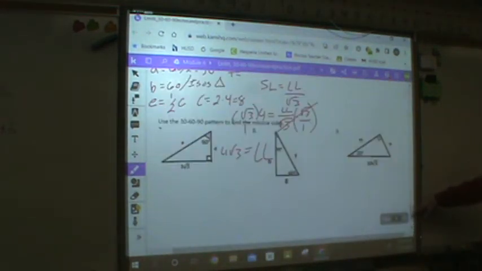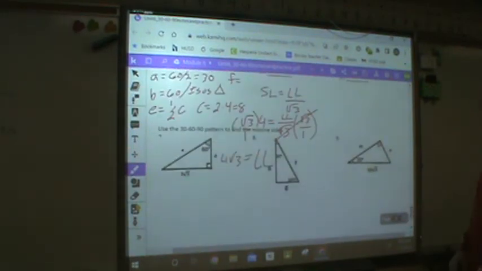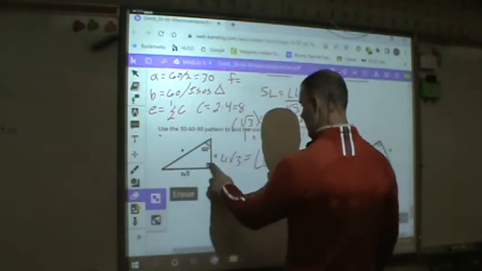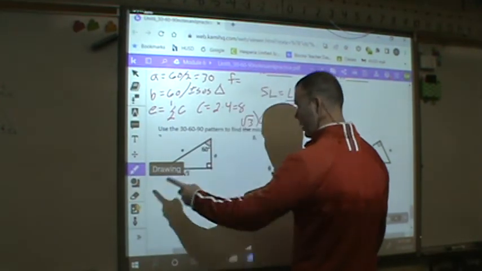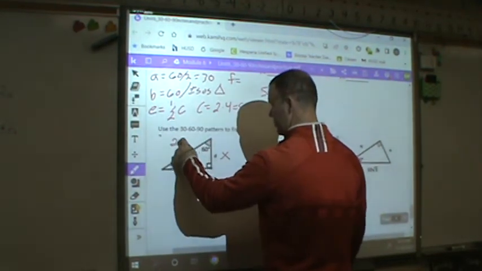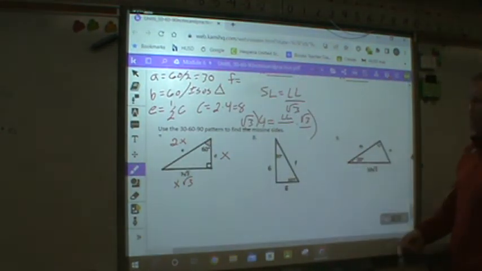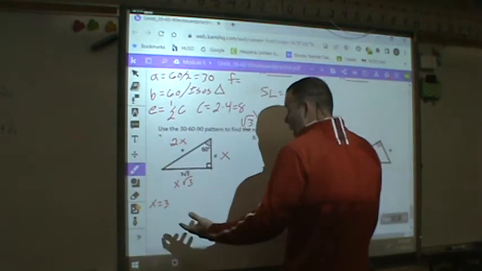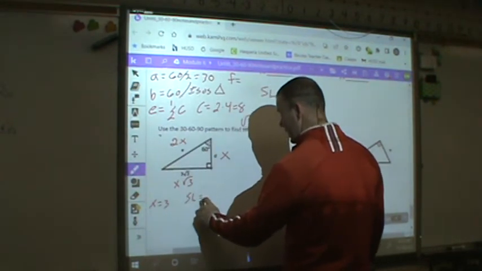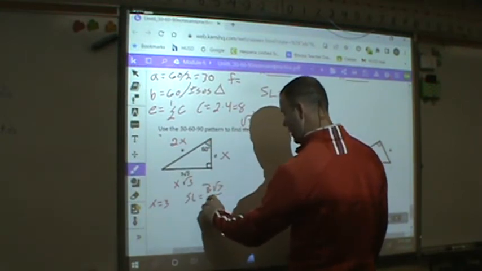Now we get down to the bottom. I'm helping you with a little bit of these problems here. Use the 30, 60, 90 pattern to find the missing sides. So here comes my pattern. If it helps you, mark your pattern: x, 2x, x square root of 3. When you do this, you should know what x is. Well, x is 3. Why? Again, back it up. I know that the short leg is equal to the long leg, which in this case is 3 square roots of 3.